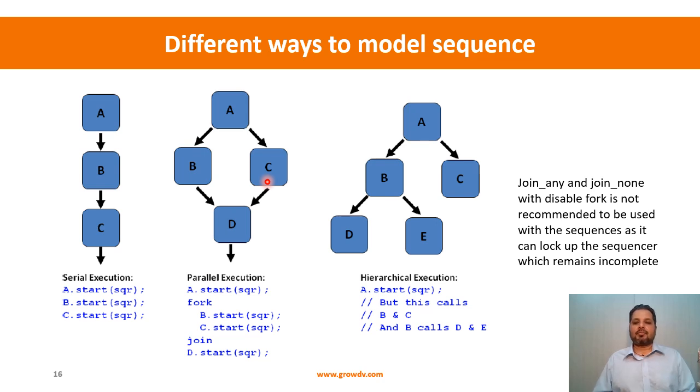And then based on the arbitration type that has been set up, the sequence item from either B or C will be selected and sent to the driver. When both of them complete, it will go to the execution of D.